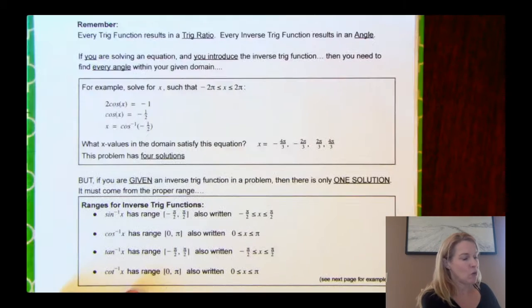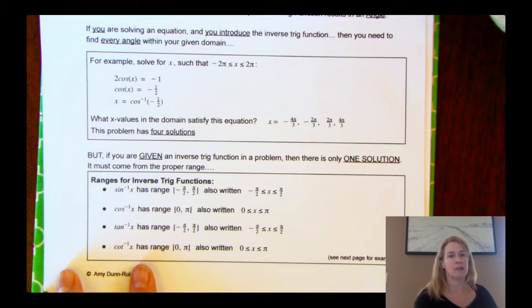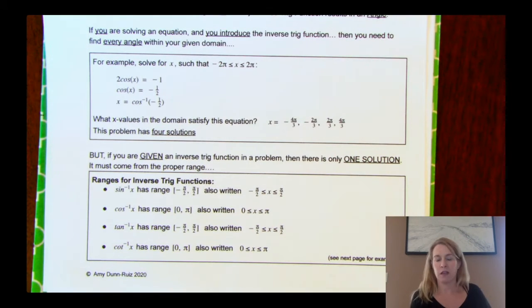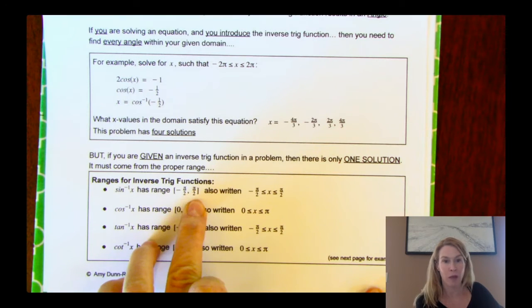But if you are given a problem and it says, find the inverse trig of this, you're not introducing the inverse trig function, it was just given to you, then you need to know that there's only one actual solution. And that solution comes from a specific range that you're given for each of the functions. So for instance, sine has a range from negative to positive pi over 2.